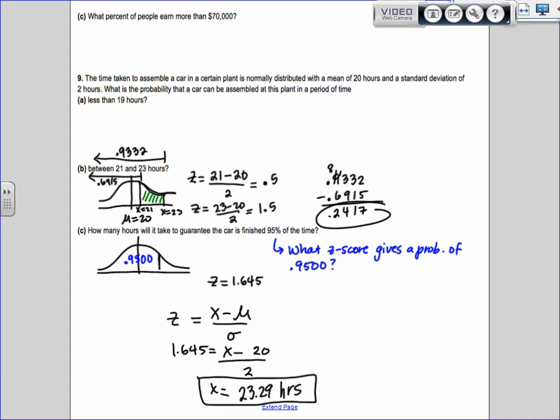So if someone was in a hurry to get their car, this is a plant that assembles cars, and you were asking when will you have this car done for me, I would say, probably around 24 hours. At most 24 hours.